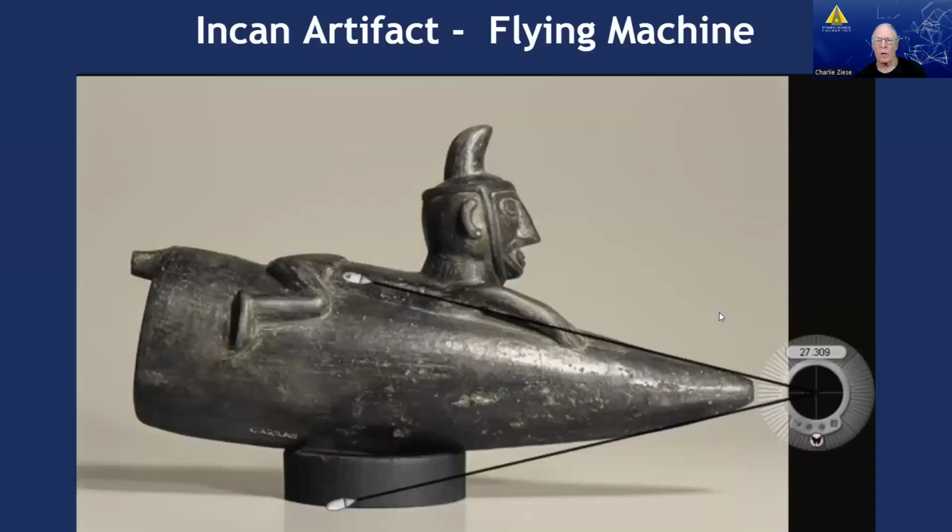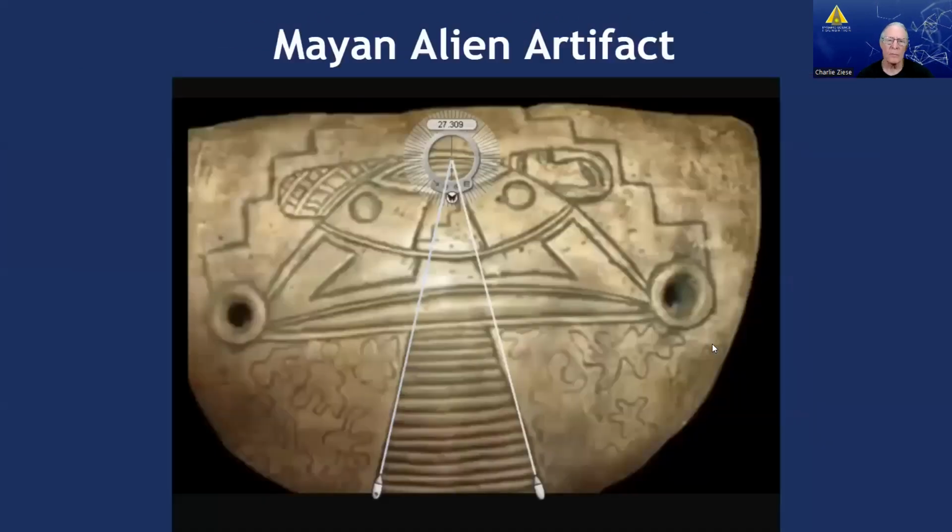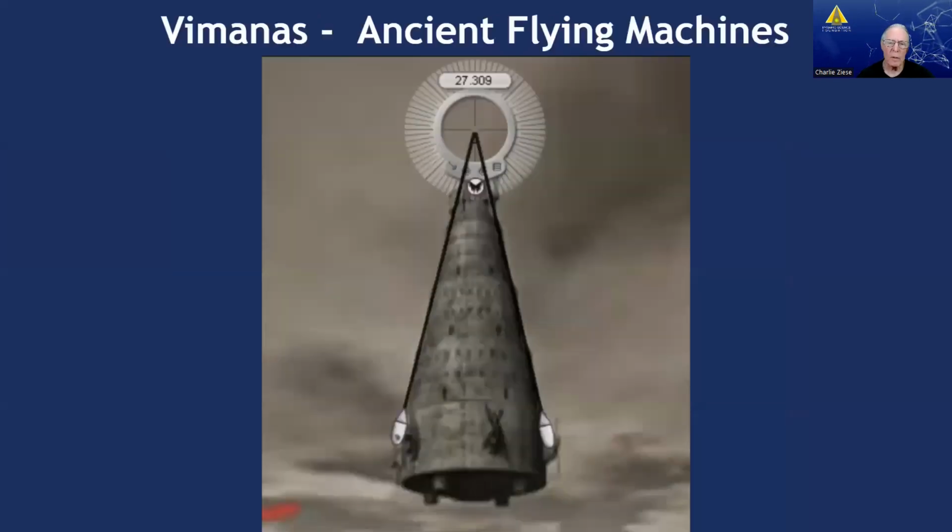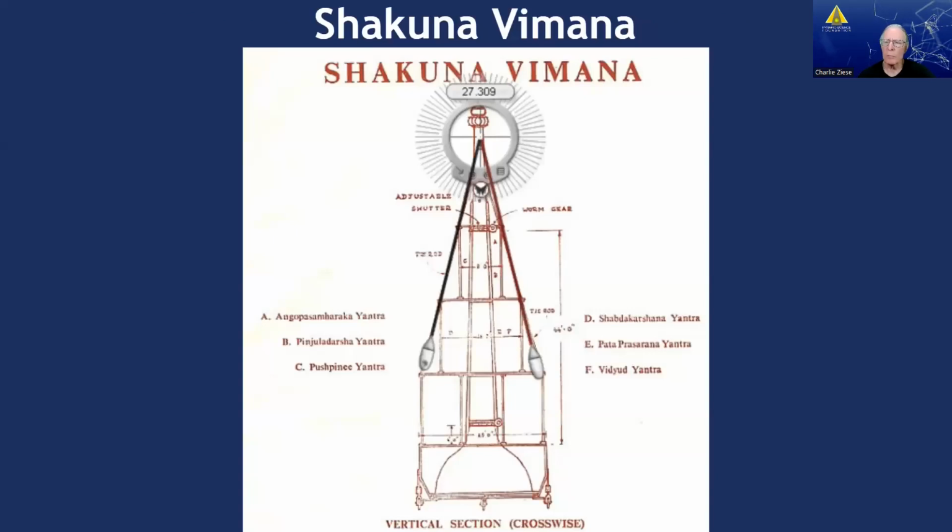Now here's another Incan artifact of a flying machine, and we find this geometry in the nose cone of that vehicle. Here's a Mayan alien artifact that demonstrates this geometric angle as well. And here's some from India. Many of you have heard of the Vimanas. These were ancient flying machines that supposedly existed in ancient India. Here's a particular version of that flying machine with this geometry. It's called the Shakuna Vimana.